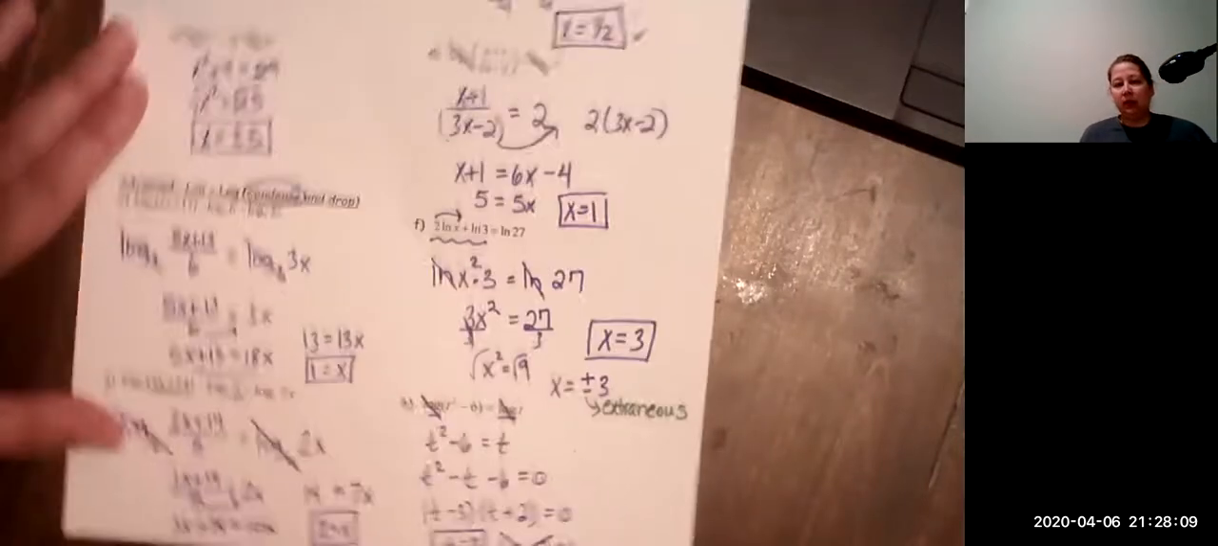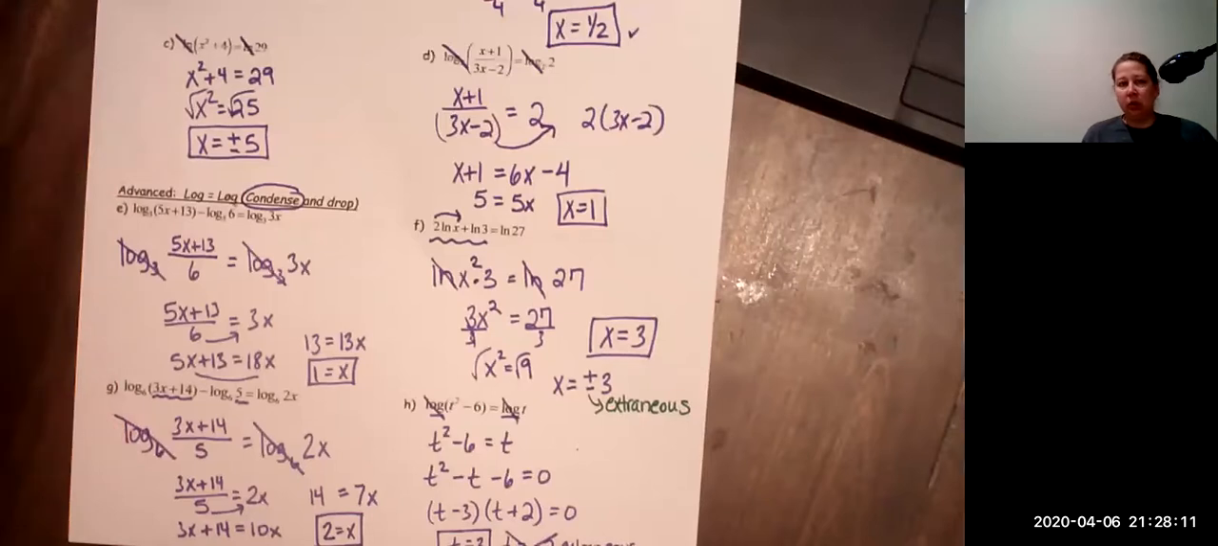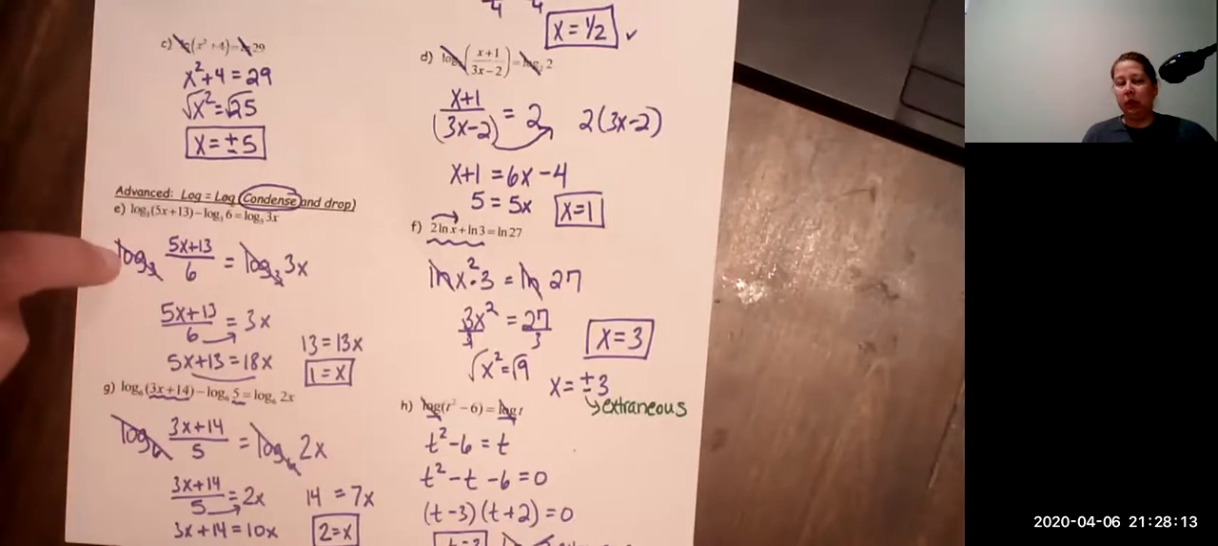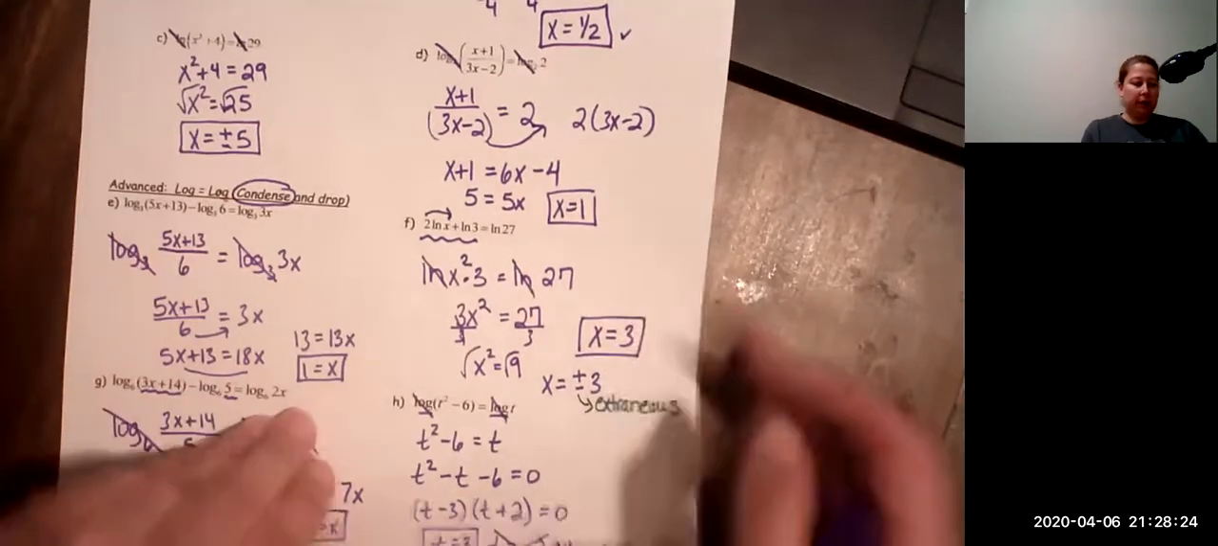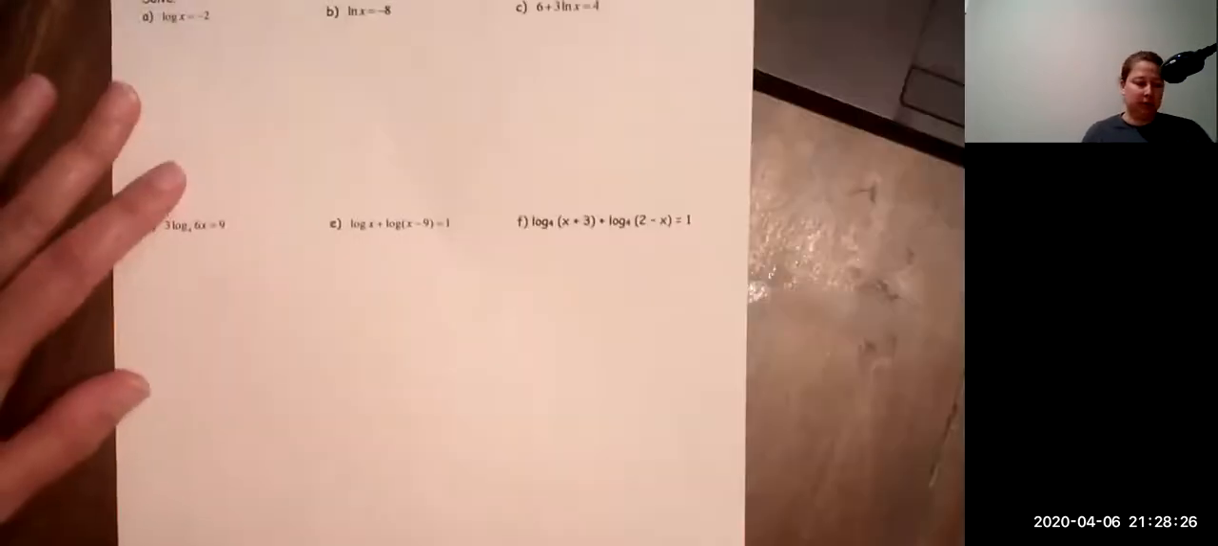Okay? So all of this page is basic, just solve equations as long as you can get it condensed down to 1 log on each side, and then you cross them off and you solve like normal. So you don't have to have any fancy logarithm rules for this page other than condensing them down. Okay? All right, we're gonna move on to the next.